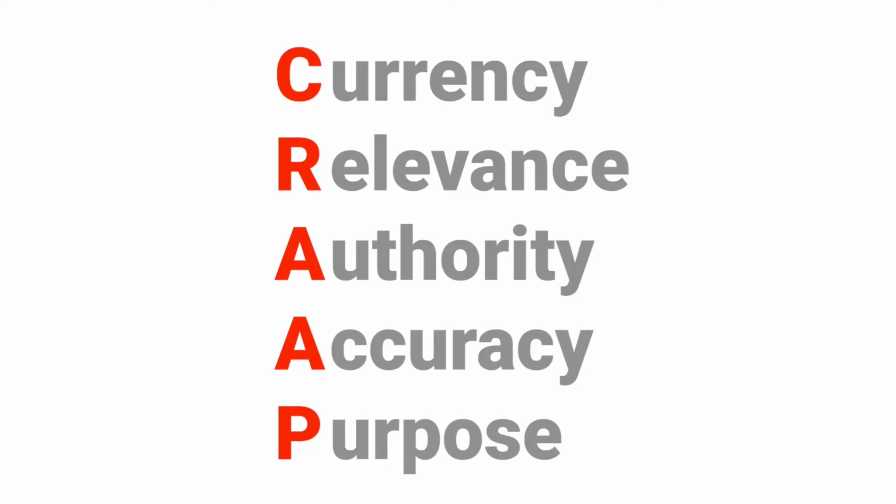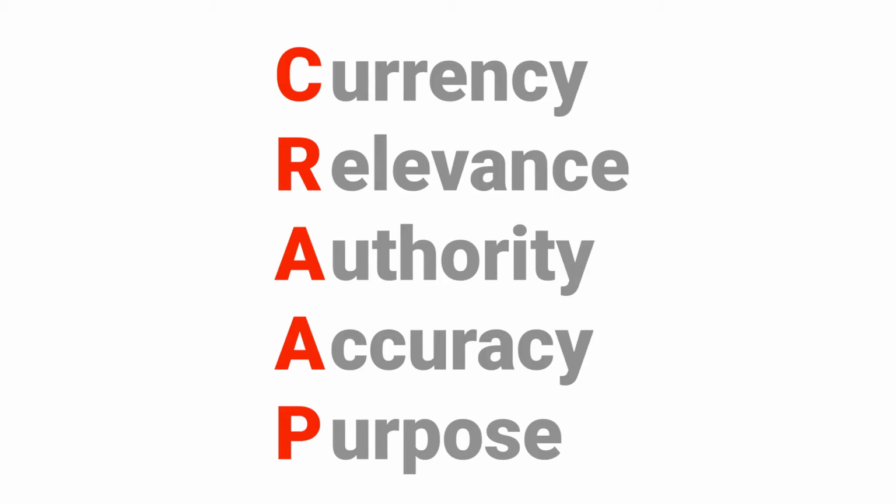The first A in the CRAP analysis is authority. Who wrote this, and why should I believe this person? Take a look at the author's credentials, their organization affiliation. What are their qualifications? The second A in the CRAP analysis stands for accuracy.